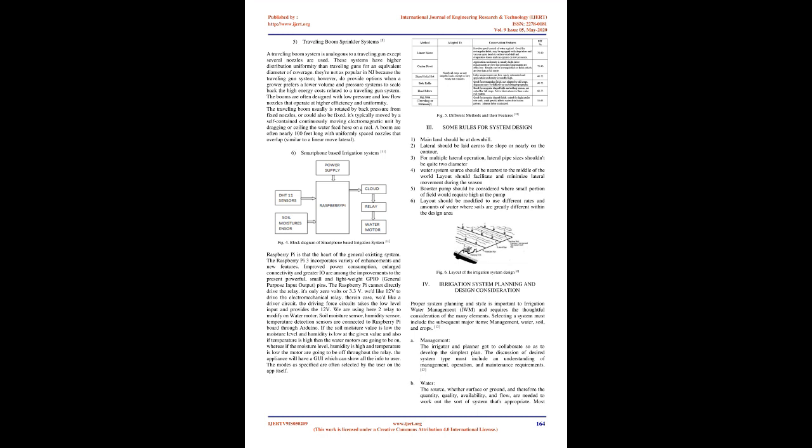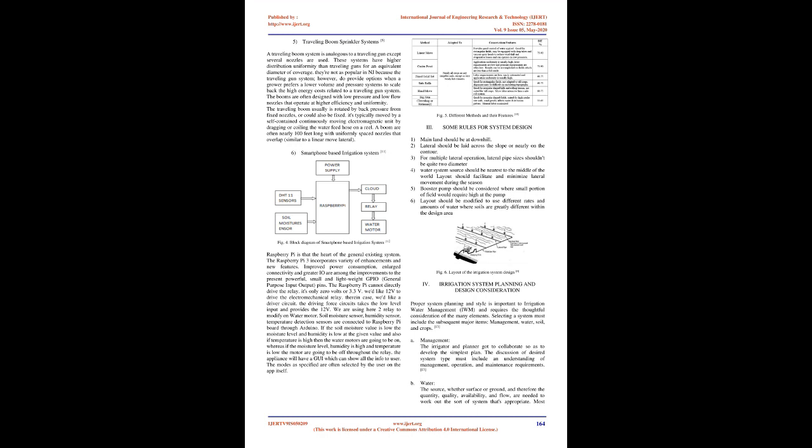6. Smartphone-based irrigation system. Fig. 4. Block diagram of smartphone-based irrigation system. Raspberry Pi is at the heart of the overall system. The Raspberry Pi 3 incorporates a variety of enhancements and new features. Improved power consumption, enlarged connectivity, and greater I/O are among the improvements to the powerful, small and lightweight GPIO, general purpose input-output, pins.